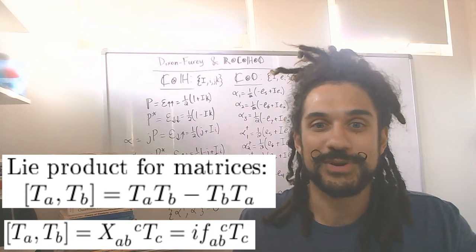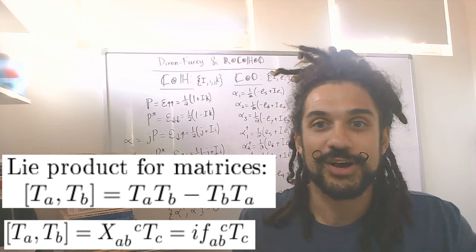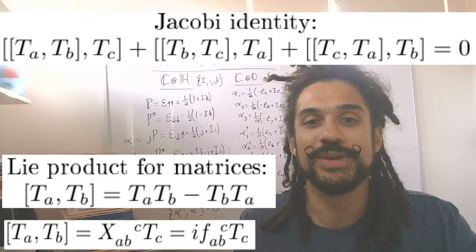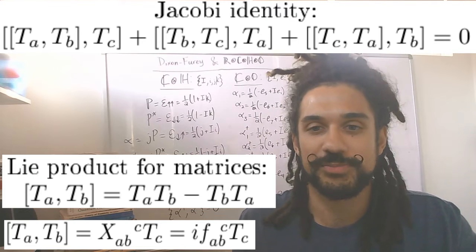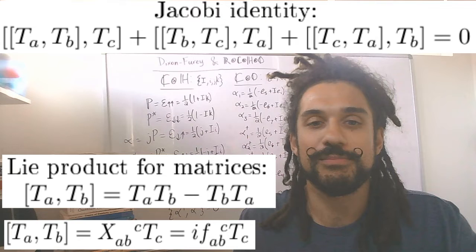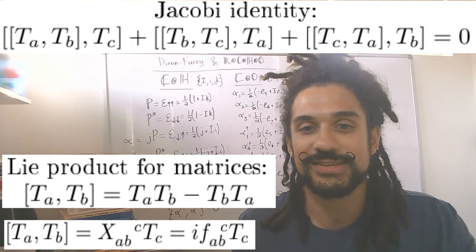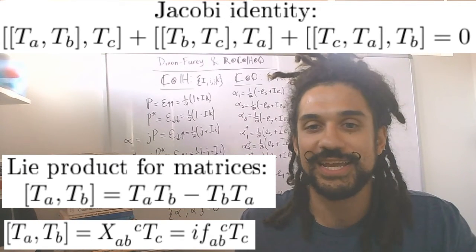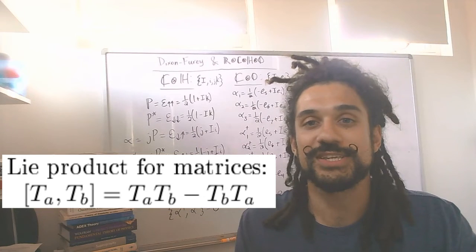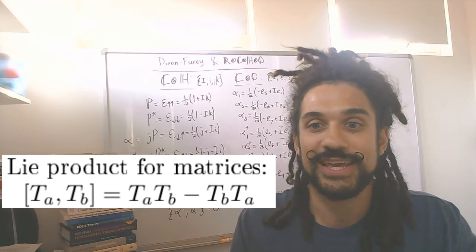For any matrix representation of a Lie algebra, the commutator as a Lie product automatically satisfies the Jacobi identity, since matrix multiplication is itself associative. The Lie algebra's multiplicative product is therefore not matrix multiplication A times B, but rather the commutator of A and B, which is A times B minus B times A.